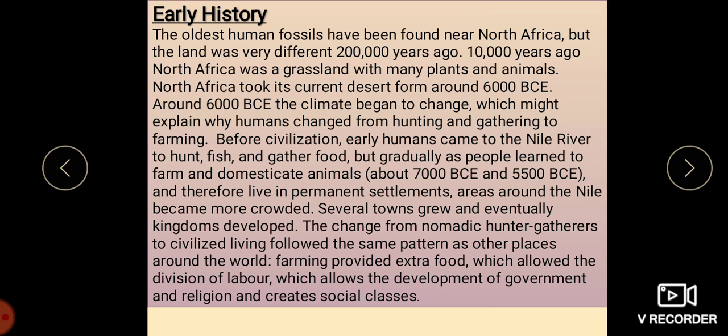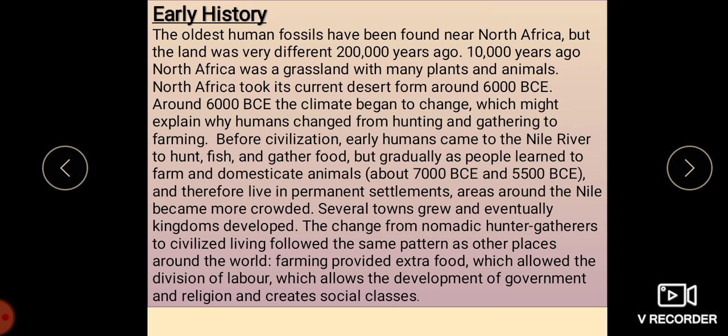Before civilization, early humans came to the Nile River to hunt fish and gather food. But gradually, people learned to farm and domesticate animals and therefore lived in permanent settlements around the Nile, which became more crowded. Several towns grew and eventually kingdoms developed.